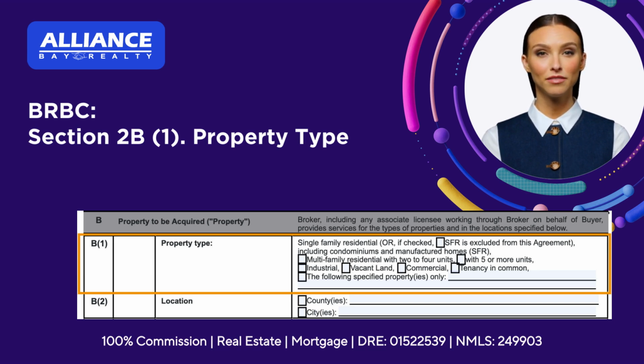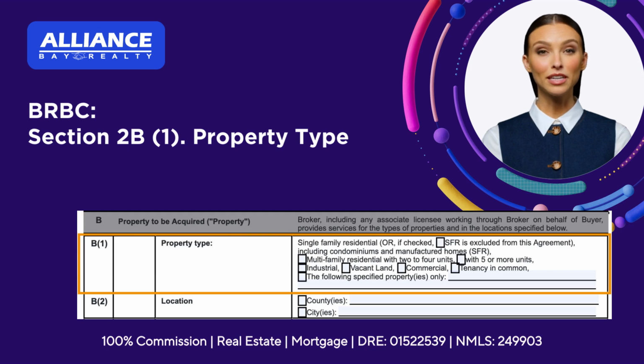Explain each option. 1. Single-family residential, SFR. Typical homes, condos, townhomes, and manufactured homes. There's a small option box indicating that if it is checked, SFR is excluded, meaning you're not representing for SFR, only for the other types you check. Walk your students through that nuance.